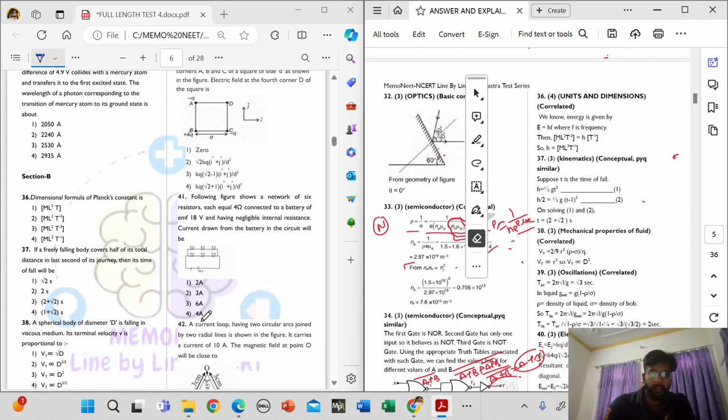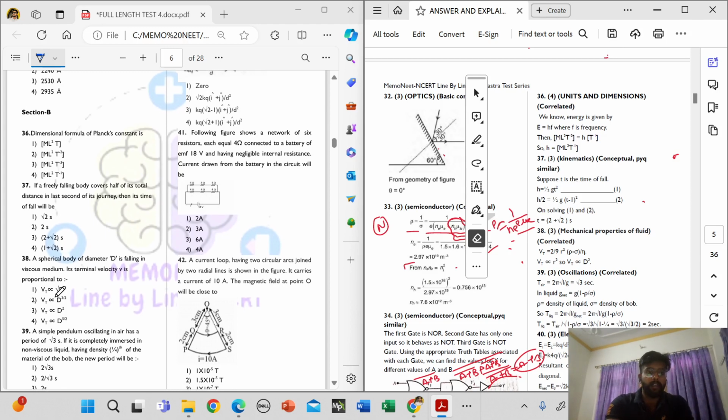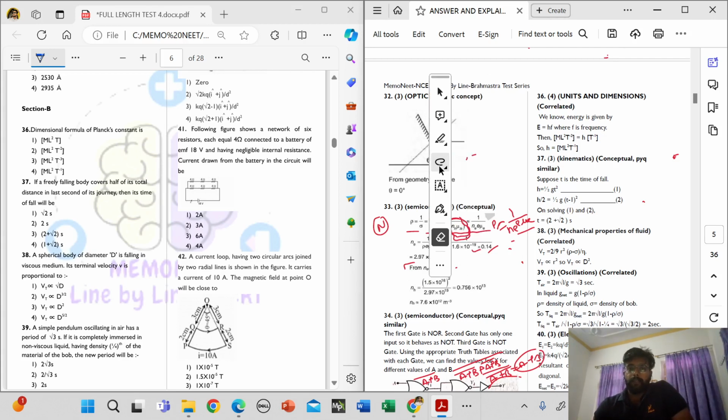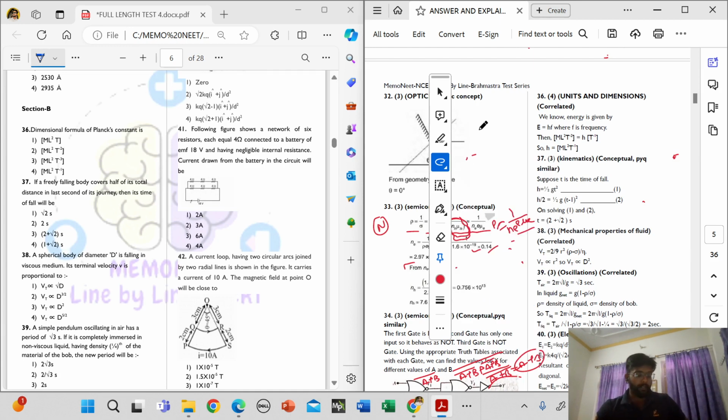Now next, 37th question. If a freely falling body covers half of its total distance in the last second of its journey, then the time of fall will be? The question is saying that there is a freely falling body that covers half of its distance, meaning h by 2, in the last second. So it takes time t. So in the last second, it covers h by 2 distance.